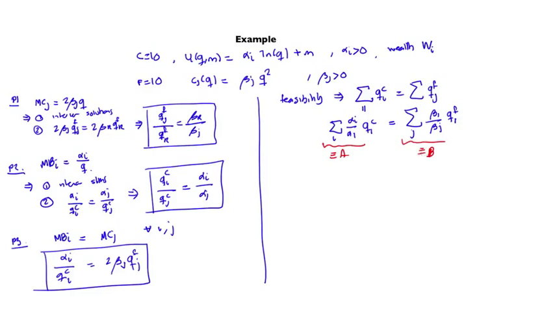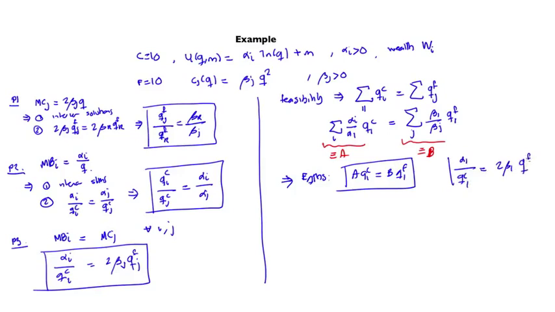Okay, and now what do we have? We have two equations with two unknowns. The equations are A q_1^c equals B q_1^f. That's one equation that we have. And the other equation is the one for the case of the first firm and the first consumer: α_1 divided by q_1^c is equal to 2β_1 q_1^f. Now we have two equations with two unknowns, the production for the first firm and the consumption of the first consumer. Once we know this, we know how to back out the quantities for any other firm or any other consumer from the earlier equations. So if we solve this, we have solved the entire allocation.